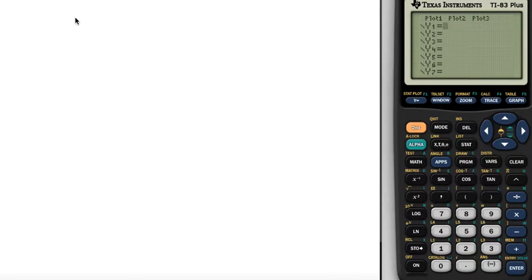Right, in this example we are going to try and find the roots of this function. It's a quadratic. F of x equals minus x squared plus 2x plus 4.